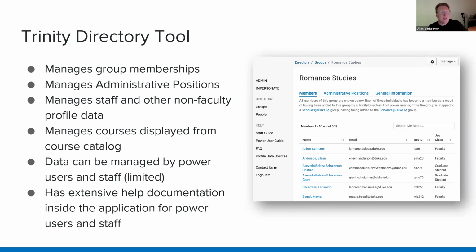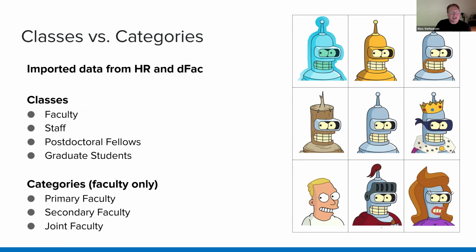Next, I'll talk a little bit about classes and categories. Classes and categories are imported data that comes from HR, from PeopleSoft, and from DFAC. The classes are the most basic designation for a profile type. So that would be faculty, staff, postdocs, and graduate students. Those are the only four types that are available to us from those systems, and that's what's available to us in Scholars. And the same goes for categories, which applies to faculty.